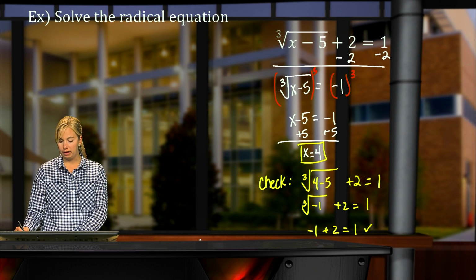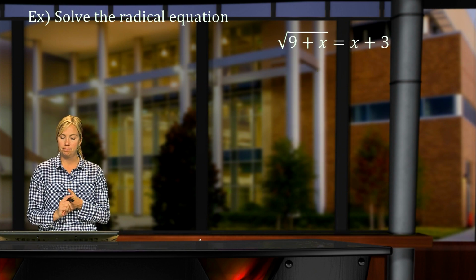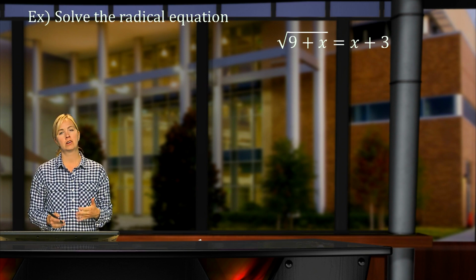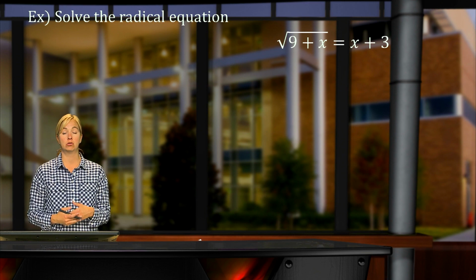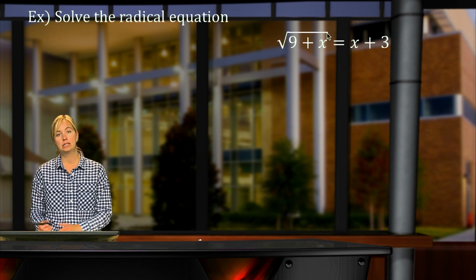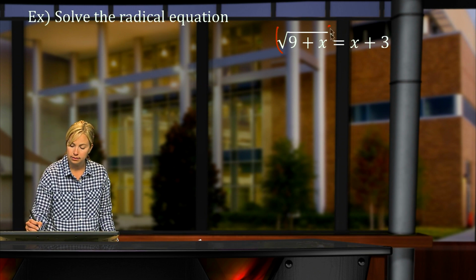Now I know you're probably thinking all of these answers work. Let's look at this next one. The square root of 9 plus x equals x plus 3. The first step where we have to isolate the radical is already done for us. This square root's already by itself. So now we go to the second step where we are going to square both sides.